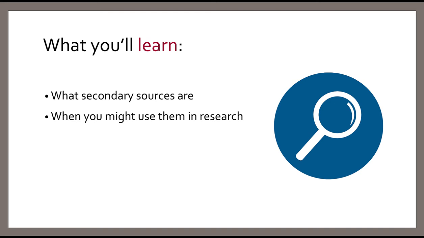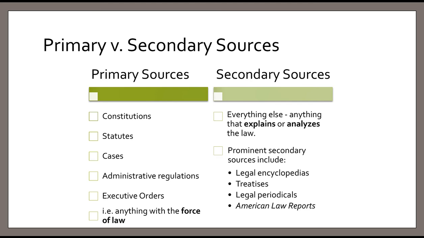We can divide our legal research resources into two categories, primary and secondary sources. Primary sources are anything that has the force of law, such as statutes and cases, but also regulations, executive orders, and constitutions. Secondary sources are everything else, anything that explains or analyzes the law.